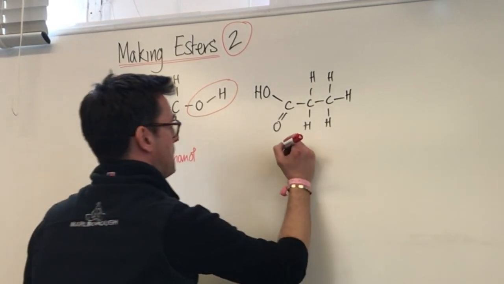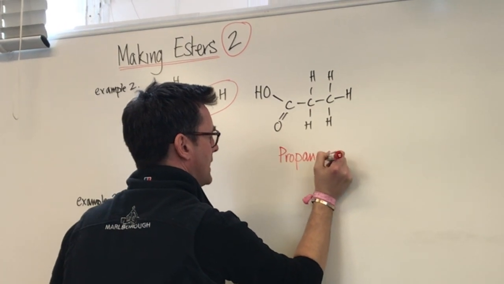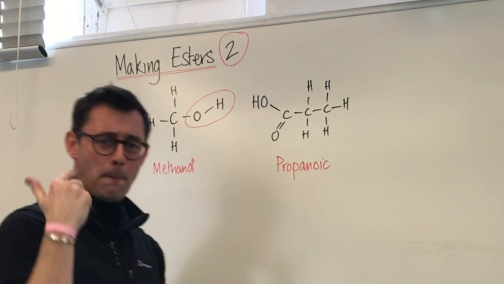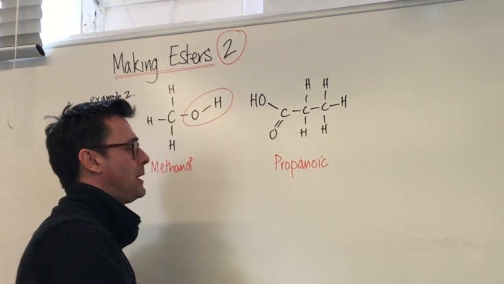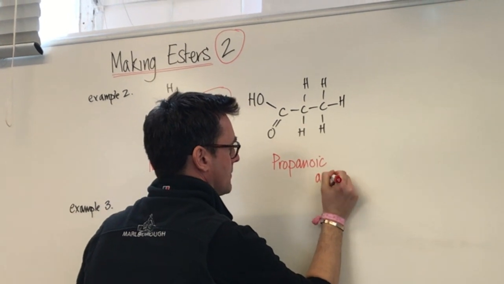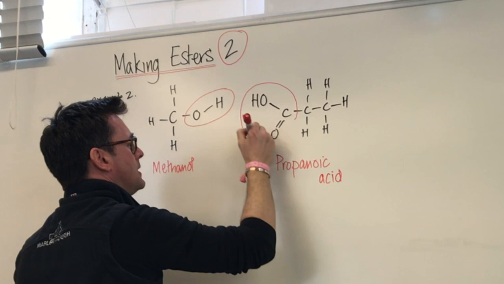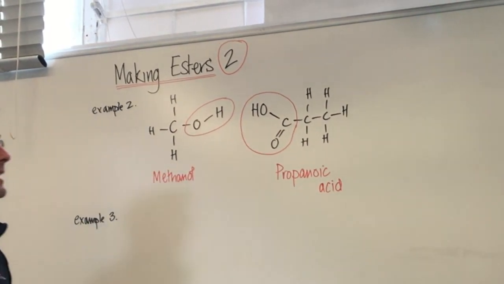Fantastic. Can anybody tell me what name we would give to the carboxylic acid that we're using here? Yeah, that's right, absolutely. Propanoic acid. And the reason why we know that it is propanoic is because it contains 1, 2, 3 carbons. Monkeys eat peanut butter shakes. Peanut butter, propanoic acid. Fantastic. And we can see that it's propanoic acid because of this characteristic COOH group that we can see here.